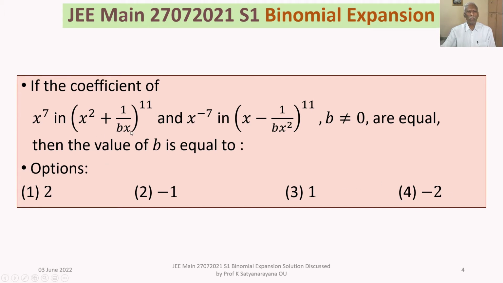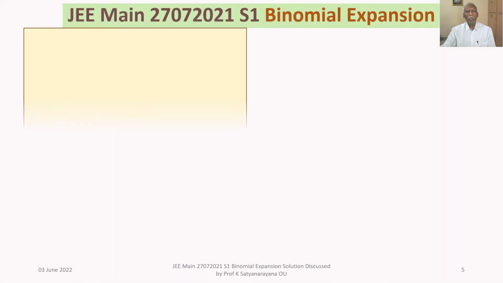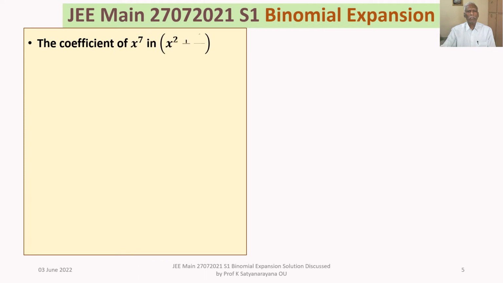So, two binomial expansions are given. In the first one, the coefficient of x to the power of 7 is equal to the coefficient of x to the power of minus 7 in the second expansion, where b not equal to 0. Then we have to find the value of b. We now discuss the solution of the problem in detail.